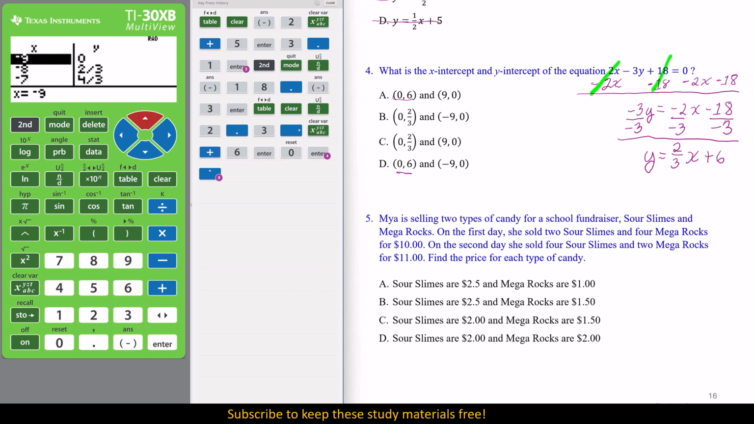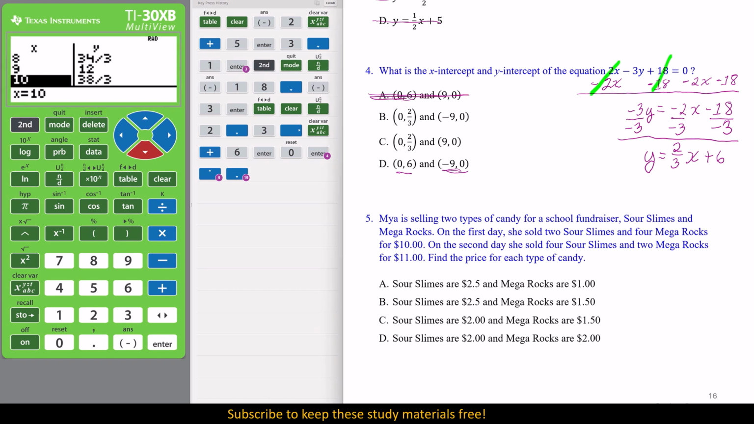Okay, oh, well, I have negative 9, 0. Ooh, that might actually work. Let's go to plus 9 and see what happens. Oh, no dice. So this one is gone. This one is gone. Well, I have this, and obviously this was incorrect, and it is option D.